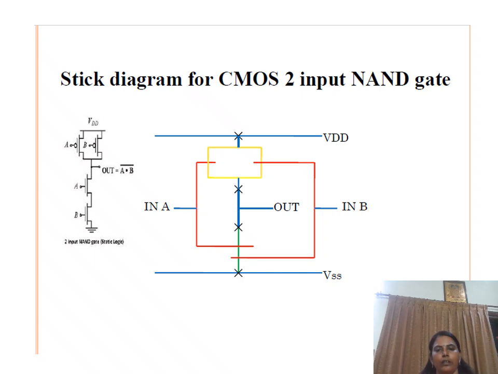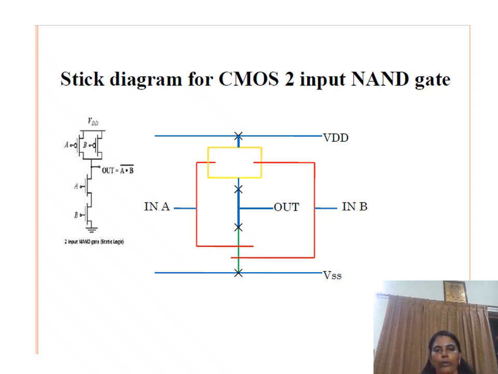See here, what is the name of the circuit? Here the NMOS transistors A and B are connected in series. So it is A dot B. So it is a CMOS technology, so the output is the complement of this. So A dot B whole bar. This is the CMOS static circuit of the NAND gate.